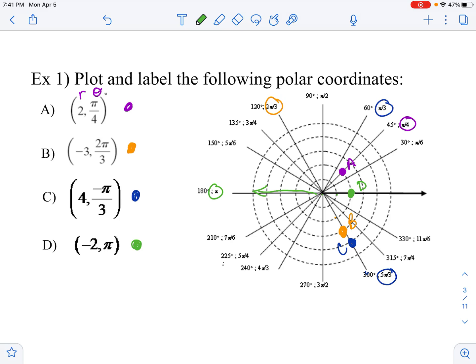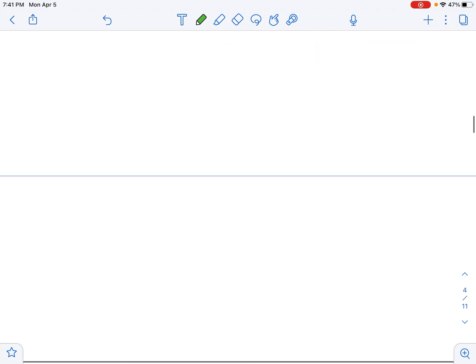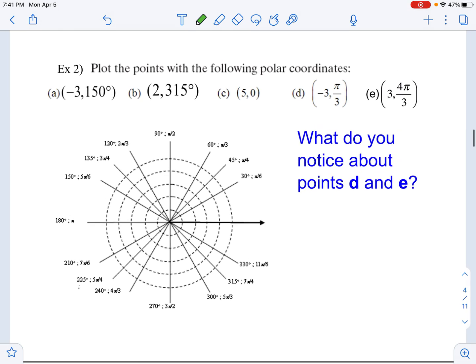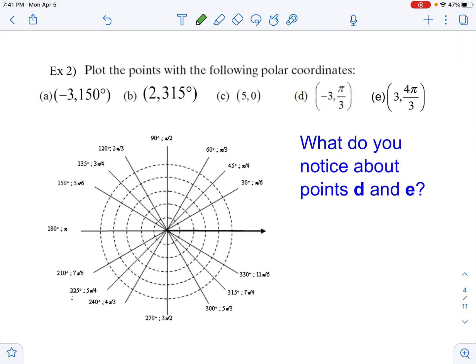And if it's negative, we go in the opposite direction on that opposite ray. All right, so let's take a look at some more points. Some of them are in degrees. So I'm going to do this first one in green. So it says rotate to 150 degrees and then go negative 3. So again, 150 degrees is over here. But again, I don't go in the positive direction. I want to go 1, 2, 3 in the negative direction. And there would be point A.